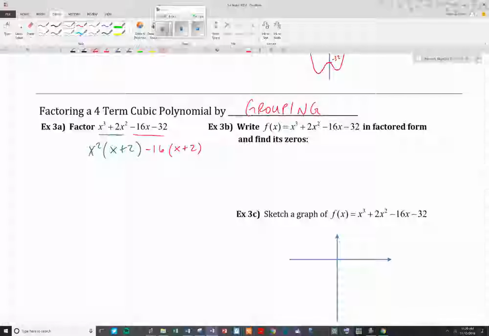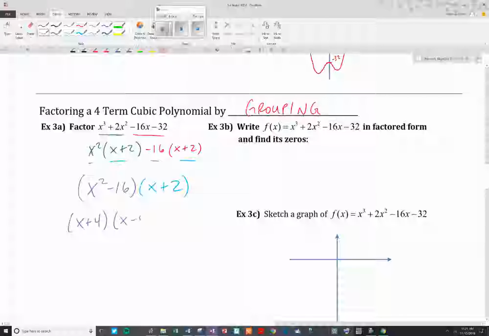And so one of my factors is going to be the x squared minus 16. And my other factor is going to be that binomial that repeated, x plus 2. There's factoring by grouping. Okay, so there we factored it almost completely. We just need to keep factoring the difference of squares that we see right there. So this guy would have, if we look at its factored form here, I'm just going to rewrite it right here.